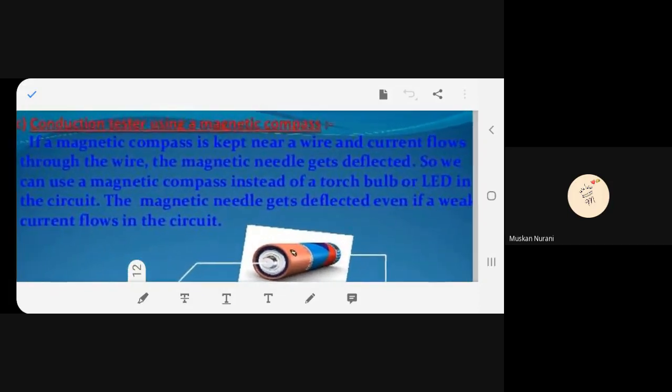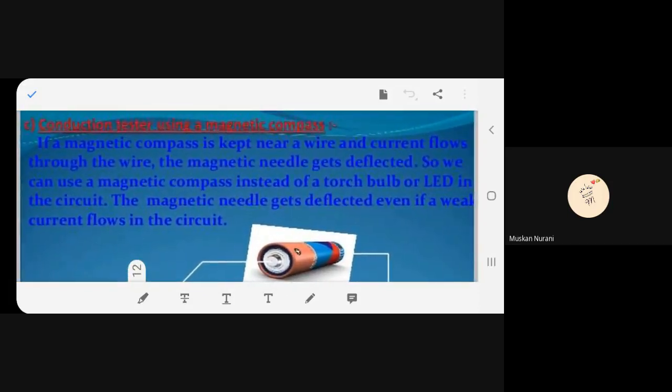What are we going to see? Testing with a magnetic compass. Just now what did we do? First we took an electric bulb. Second we took an LED. The third we are going to take is a magnetic compass. Hope you are understanding what we are doing.